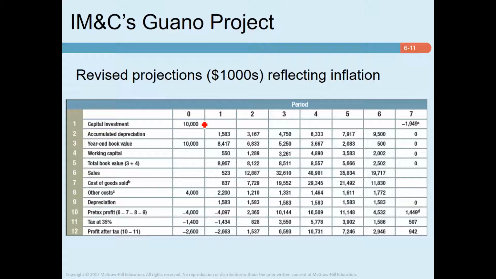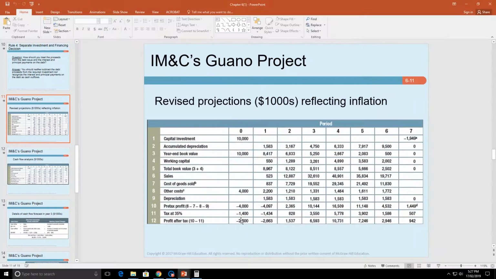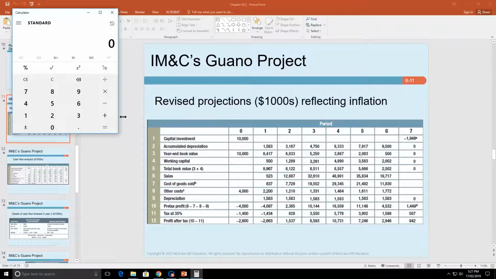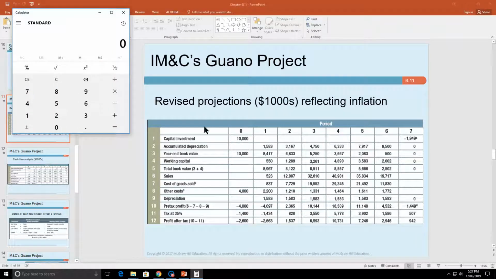First of all, the project has an initial investment of $10,000 and this is accumulated depreciation. To calculate accumulated depreciation, first of all, you need to calculate yearly depreciation. So $10,000 is the initial investment and it has a salvage value of $500. Salvage value means the value at which the project is expected to be sold at the end of the project.